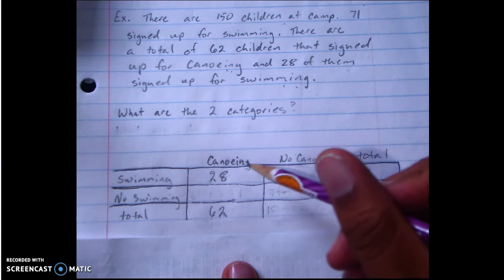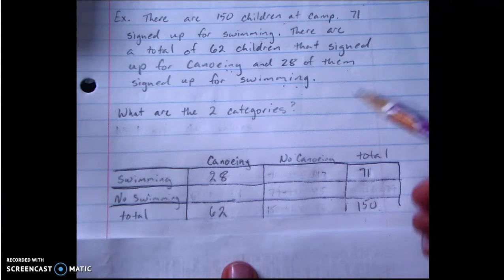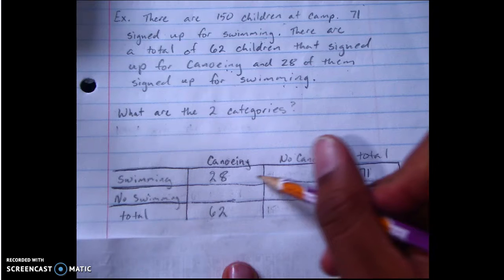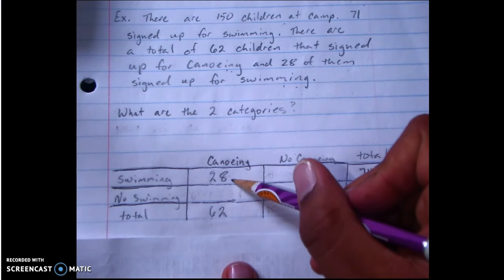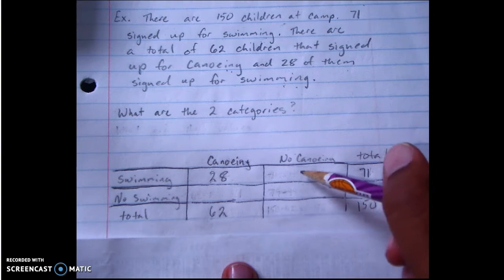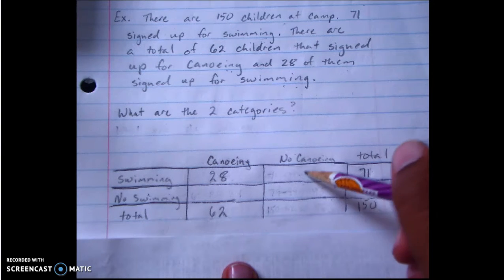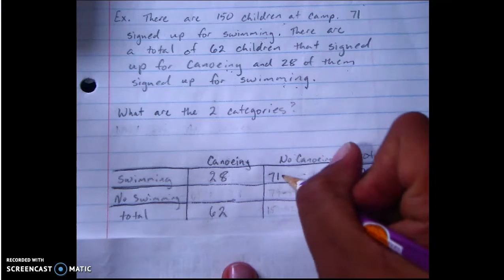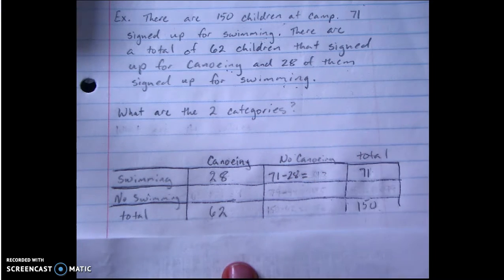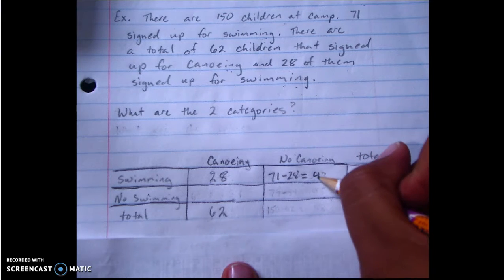So the way we do it is we look at rows and columns, and if we have two values out of the three, we can always find the third value. So if we went around swimming, well, if there's 71 total and 28 of them want to swim and canoe, we can figure out how many don't want to canoe but still want to swim by taking 71 and subtracting 28, and that's going to give us 43.